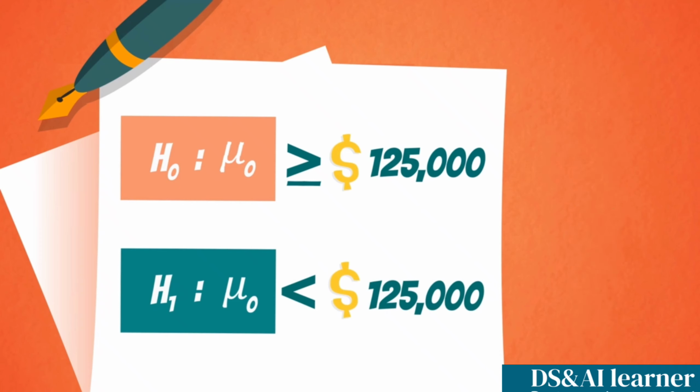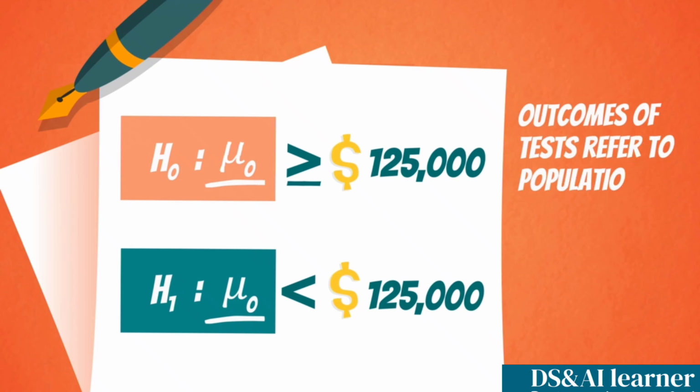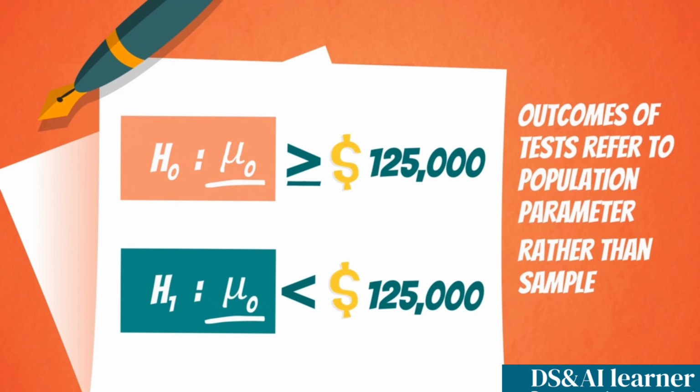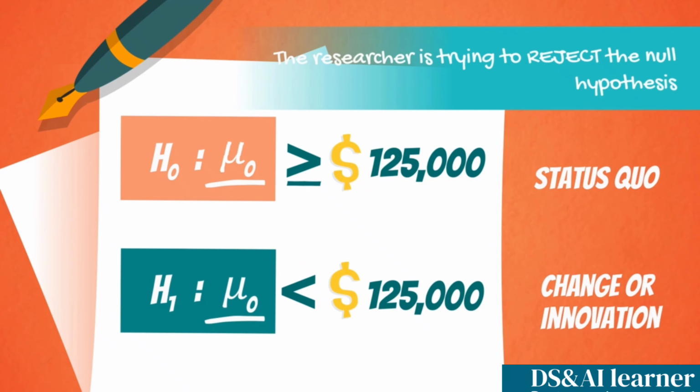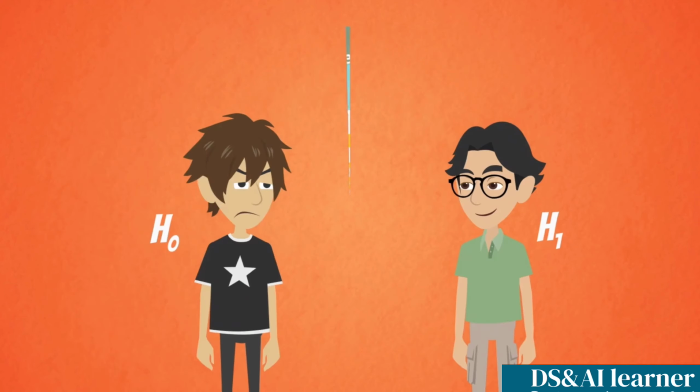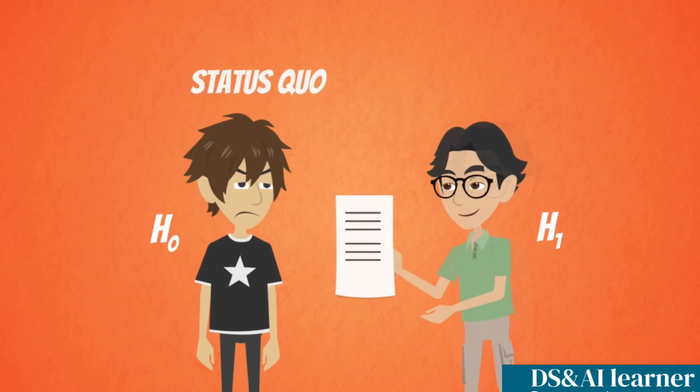It is important to note that outcomes of tests refer to the population parameter rather than the sample statistic. So, the result that we get is for the population. Another crucial consideration is that, generally, the researcher is trying to reject the null hypothesis. Think about the null hypothesis as the status quo and the alternative as the change or innovation that challenges that status quo. In our example, Paul was representing the status quo, which we were challenging.